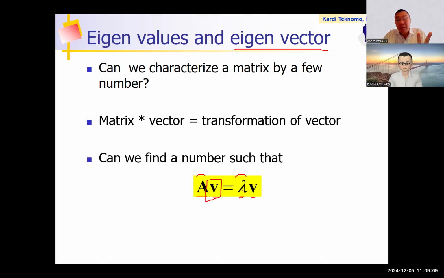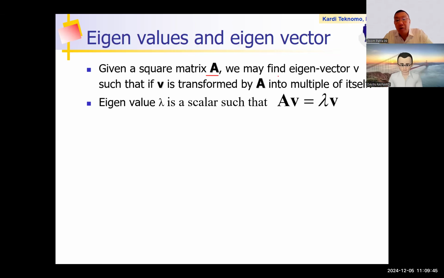So given a square matrix, A must be a square matrix, we can always find an eigenvector V, so that when V is transformed by A, it will multiply by itself. So that's the meaning, right? The meaning of this is scalar multiple. The eigenvalue is a scalar, so that means this is a scalar multiple of the eigenvector.